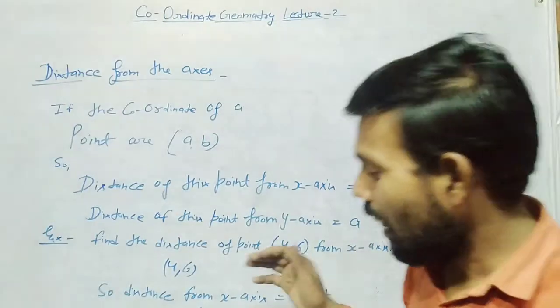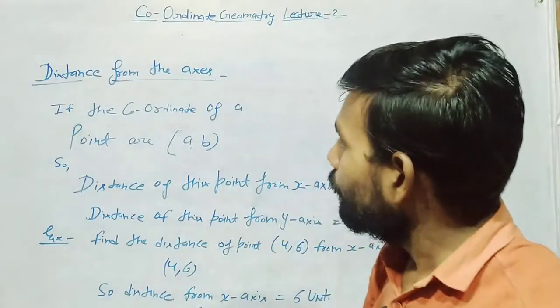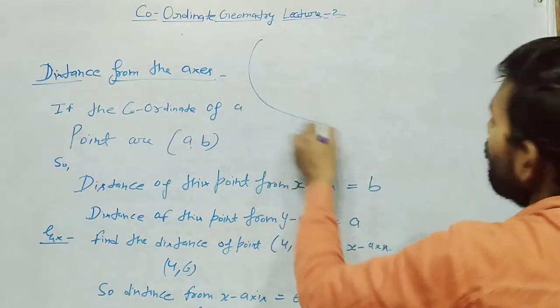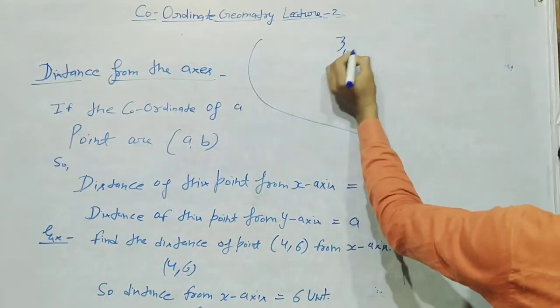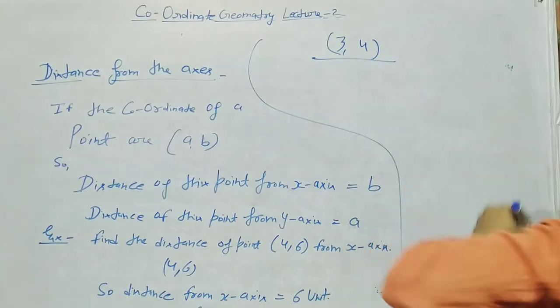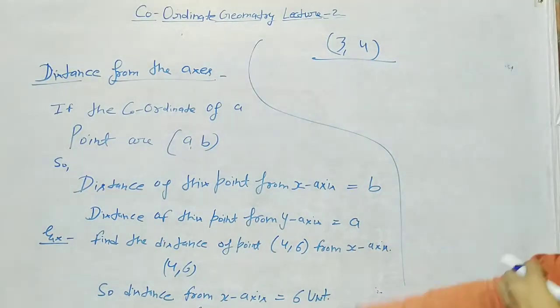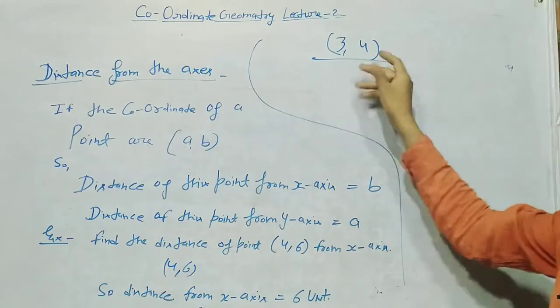Now let's try again. If a point has coordinates (3, 4), then what is the distance of this point from the x axis?